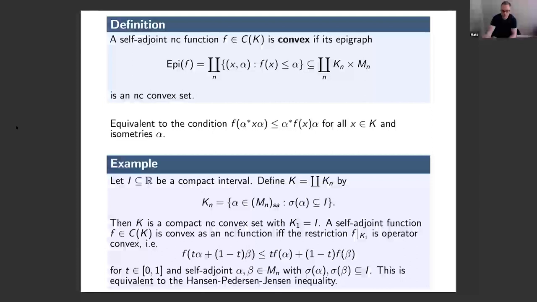Sorry, no, that's not true. Their inequality is really the Jensen type inequality that I mentioned above the example. So that being equivalent to the last displayed math in this slide, that's really the Hansen-Pedersen Jensen inequality.